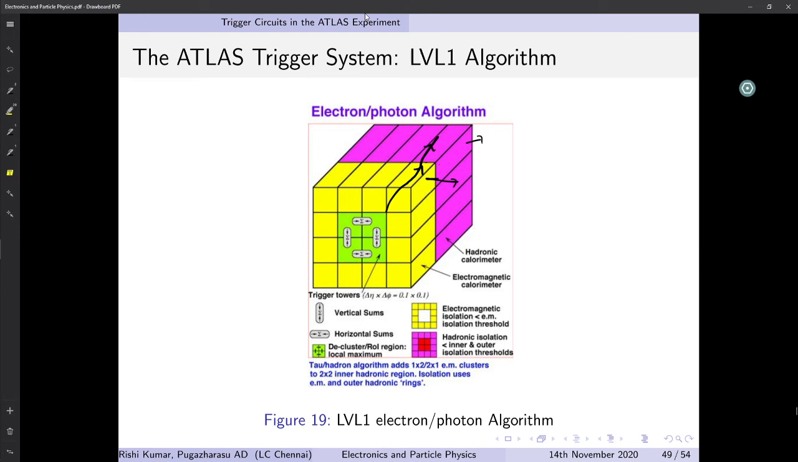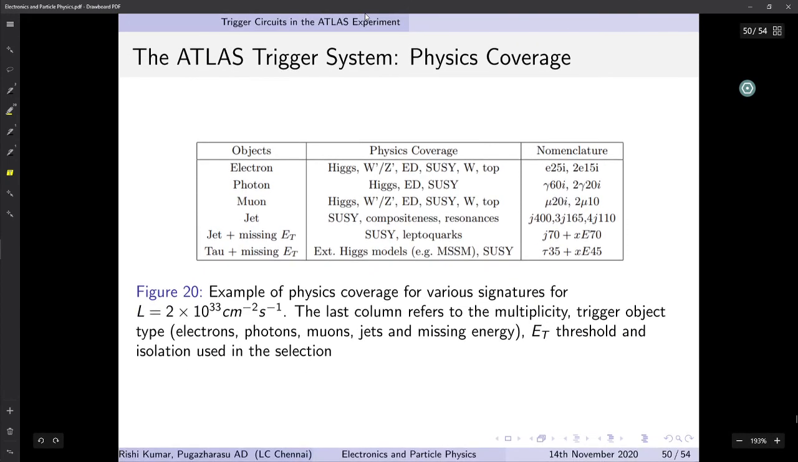And this happens once for the electromagnetic realm and then for the hadronic realm. This is just a repetition of what I said earlier. This is the menu of physics coverage that the Atlas trigger system can do for us.